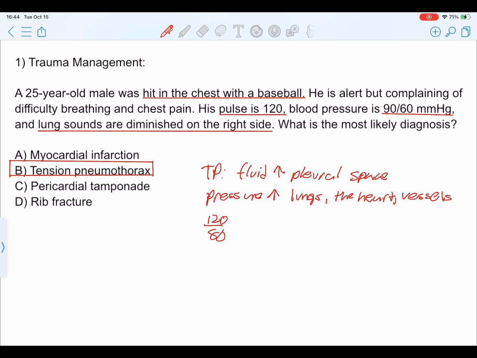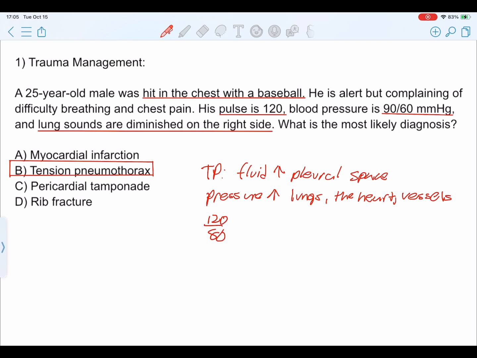And the fact that we see low blood pressure, high pulse, that kind of confirms that it's pneumothorax, and that really kind of confirms that it's tension pneumothorax. And tension pneumothorax is oftentimes caused by trauma. So we have the trauma, we have diminished lung sounds, and then we have the pulse and the blood pressure for it to be tension pneumothorax.